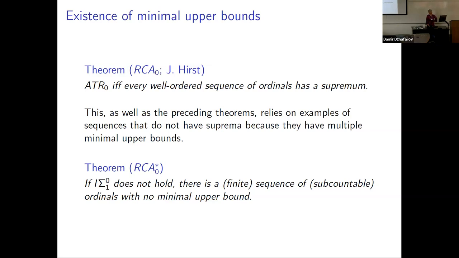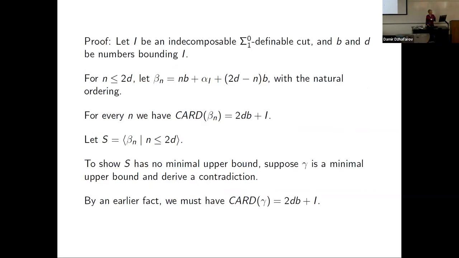Okay, and for the rest of my time, I'm going to outline this proof and draw another picture and probably end early, to leave enough time for questions. So we're going to start with an indecomposable proper sigma zero one finite cut, and two numbers that are larger than the cut, E and D. They don't have to be different numbers. I'm making them different simply because of what they're used for.